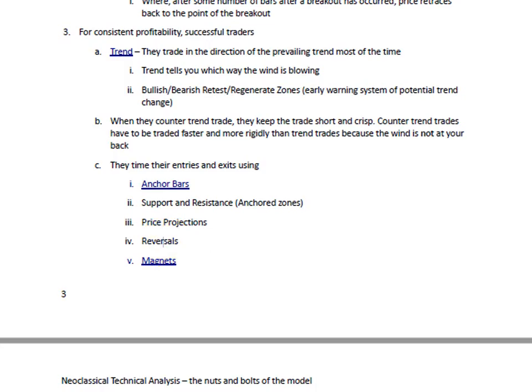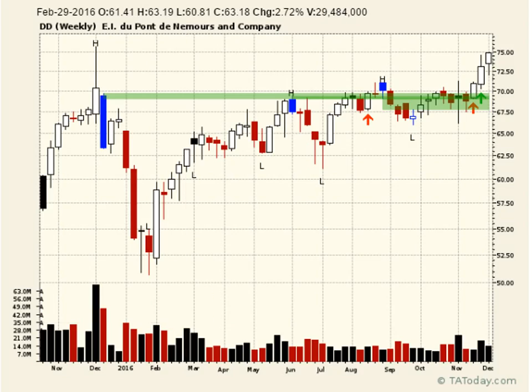Reversals come in two flavors in Neoclassical. And again, these are not things that were created as part of the model. They were borrowed from the classical. But they're simple tools that you can use. The two tools are both intertwined. One is a two-bar reversal, which is the better of the two. The other is just an over-under. And since I happen to be on the weekly chart, we'll just use it and look for one.